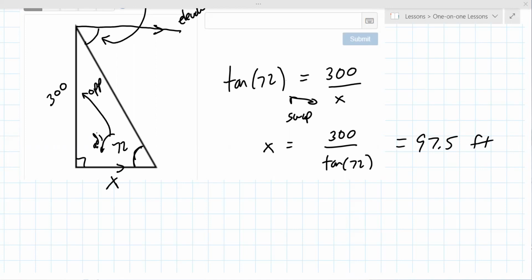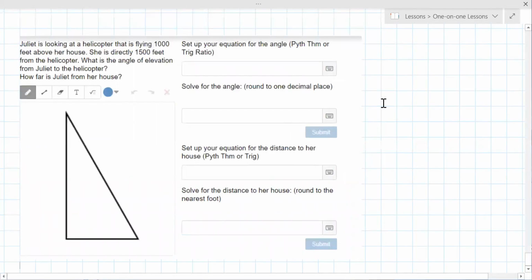All right, so this one is about Juliet and a helicopter. Juliet is flying a helicopter that's flying 1,000 feet above her house. That's the height. She's directly 1,500 feet from the helicopter. Okay, that's weird. It reads weird. So she's over here because they rarely give you this length. That would be like some sort of straight line, but she's saying she's 1,500 feet from the helicopter.